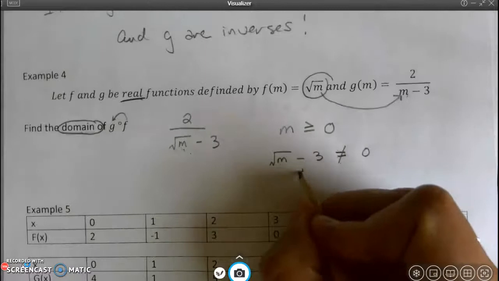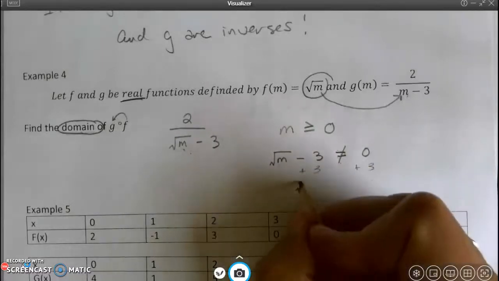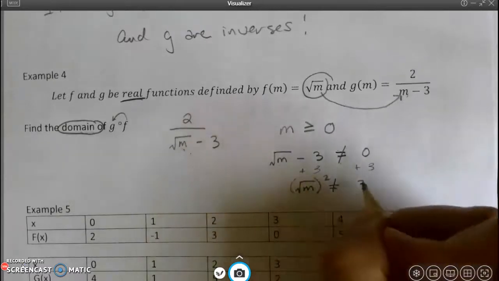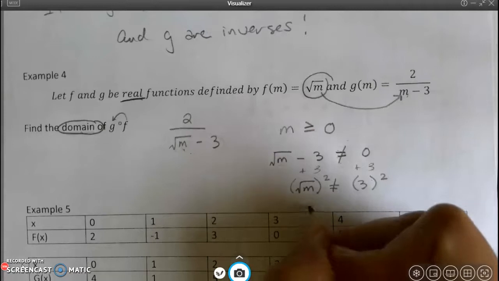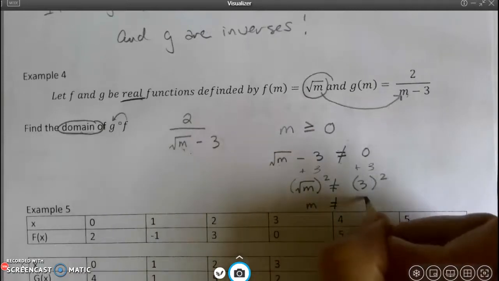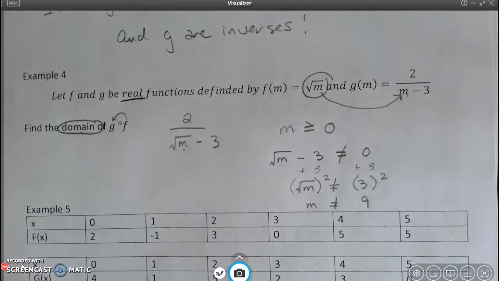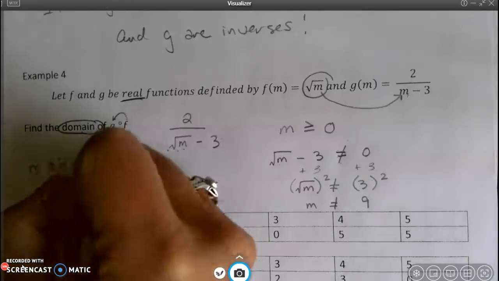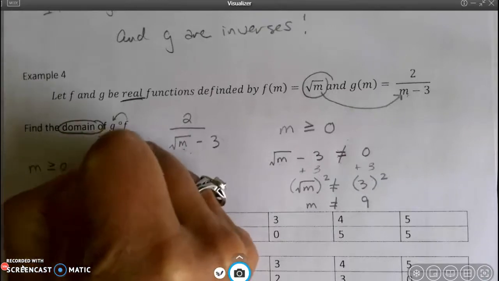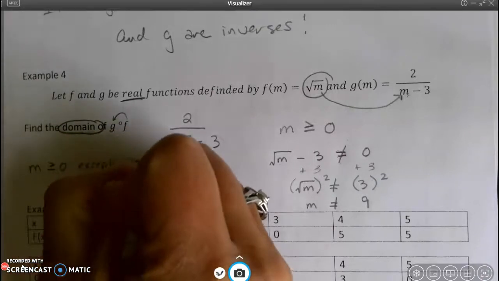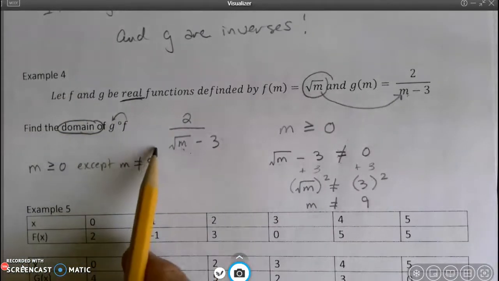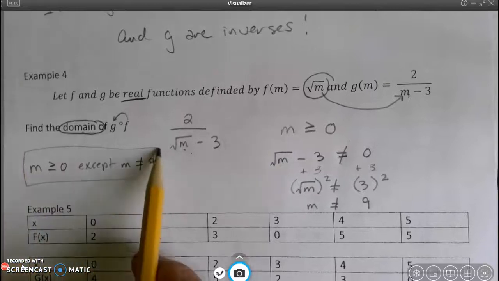So I solve this equation. I add 3 to both sides, and the square root of m cannot equal 3. I then square both sides to get rid of that square root. m cannot equal 9. Therefore, the domain is that m is greater than or equal to 0, except m cannot equal 9, because 9 is greater than or equal to 0. That is my domain.